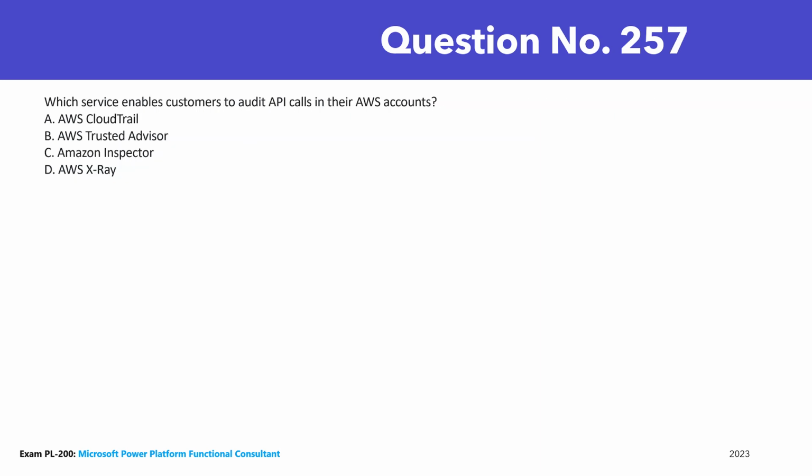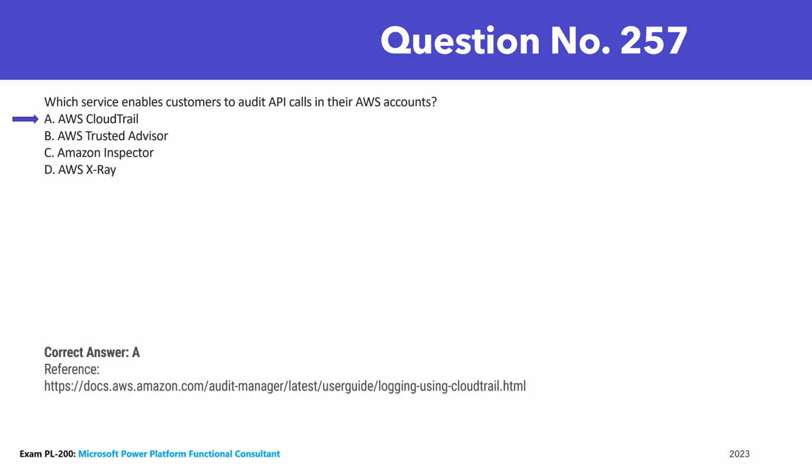Which service enables customers to audit API calls in their AWS accounts? A. AWS CloudTrail. B. AWS Trusted Advisor. C. Amazon Inspector. D. AWS X-Ray. Correct answer, A.